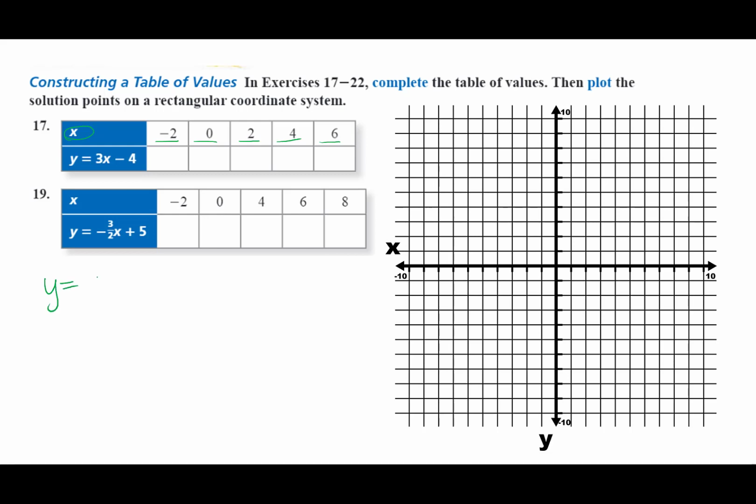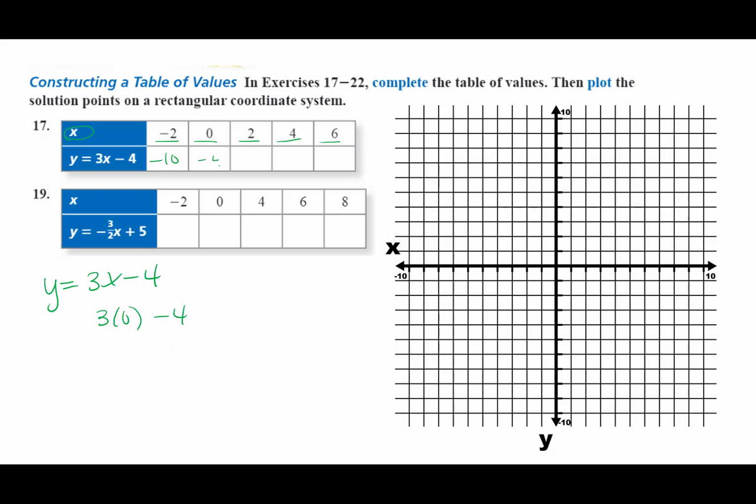If we take the equation y equals 3x minus 4, the first number that I want you to substitute in for x is that -2. So that would be 3 times -2 minus 4, and then simplify that expression. 3 times -2 is -6, minus 4 is -10, and then you'd write that answer right below the -2 in the table.